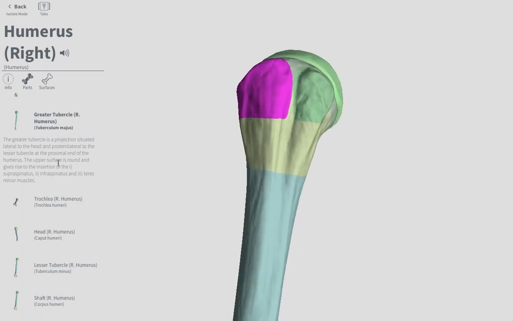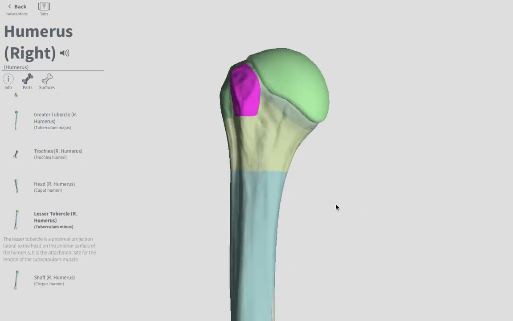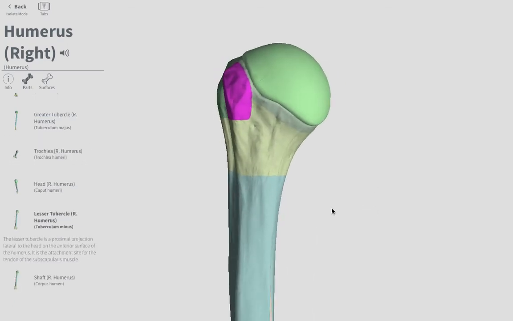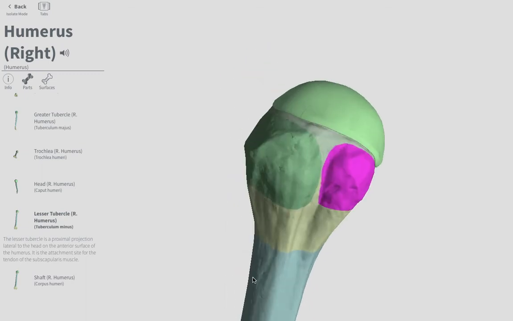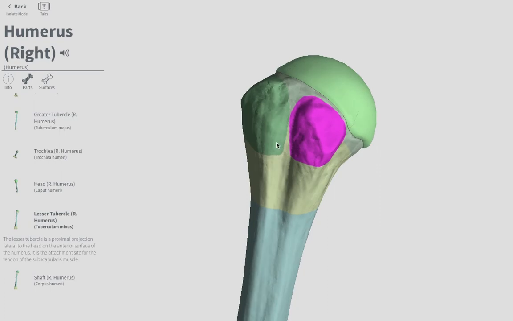And remember, you could always pause the video and read these descriptions. They're really good. But the supraspinatus, the infraspinatus, the teres minor muscles, they all insert into the greater tubercle. The lesser tubercle, which is more anterior, is that guy right there. And they're pretty hard to miss, these two big bumps. So that's the greater tubercle, the lesser tubercle.